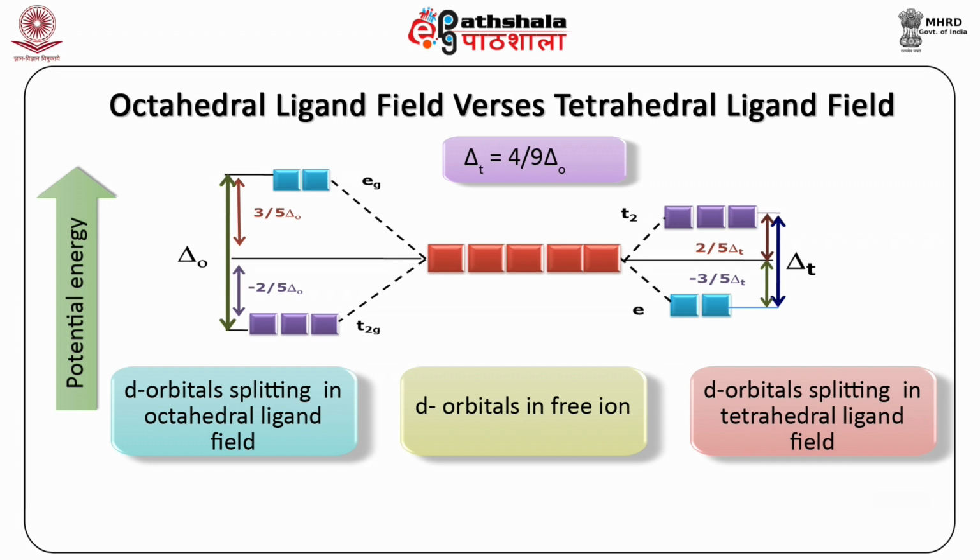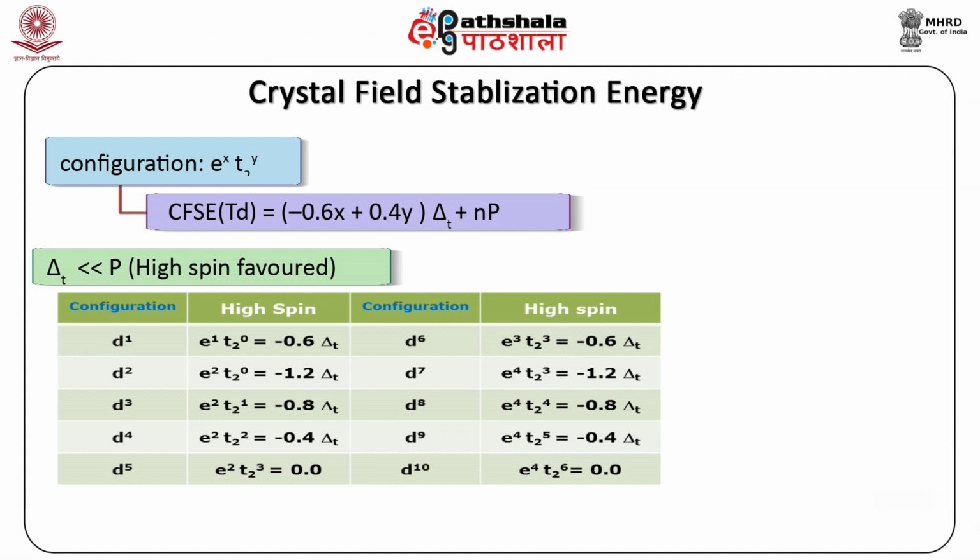The important result is that the smaller value is not enough to stabilize unpaired electrons in the higher energy t2 orbitals when there are holes in the e orbitals. Hence, tetrahedral complexes are always in the weak field limit. This causes all tetrahedral complexes to be high spin. The value of delta t is very small as compared to pairing energy in ordinary complexes. That is why high spin is favored.